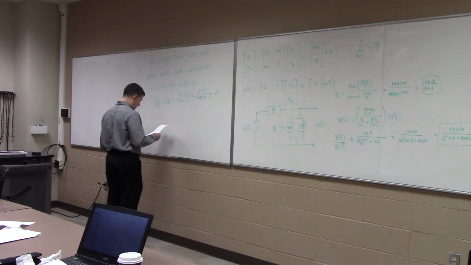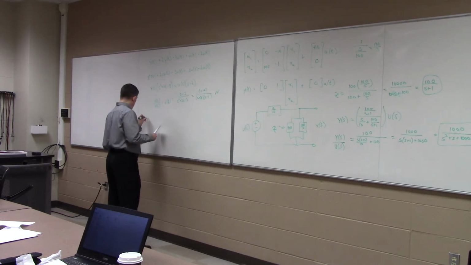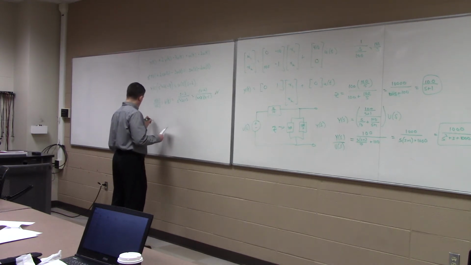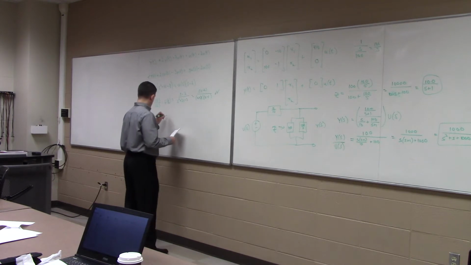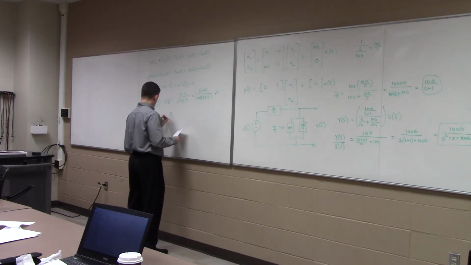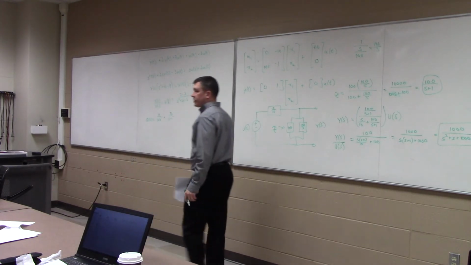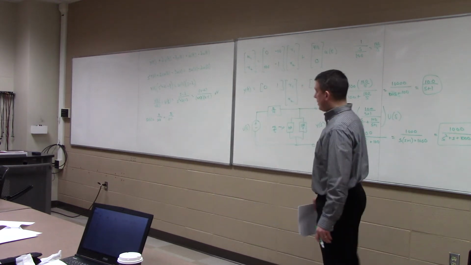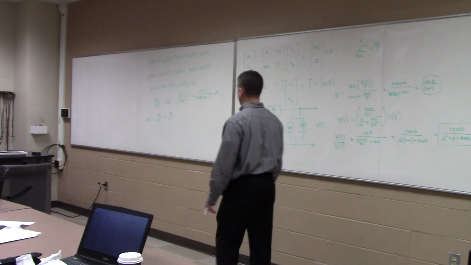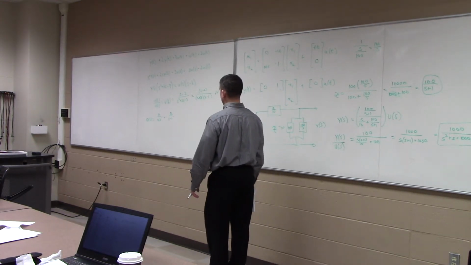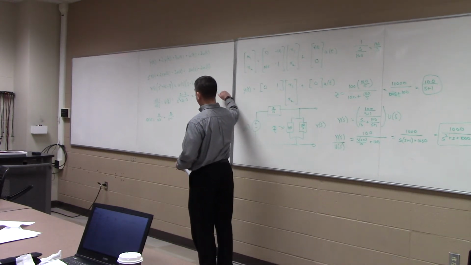So part B says, what's the impulse response? To find the impulse response, I have to do a partial fraction expansion because our Laplace transform tables don't give us an answer for something that's complicated.